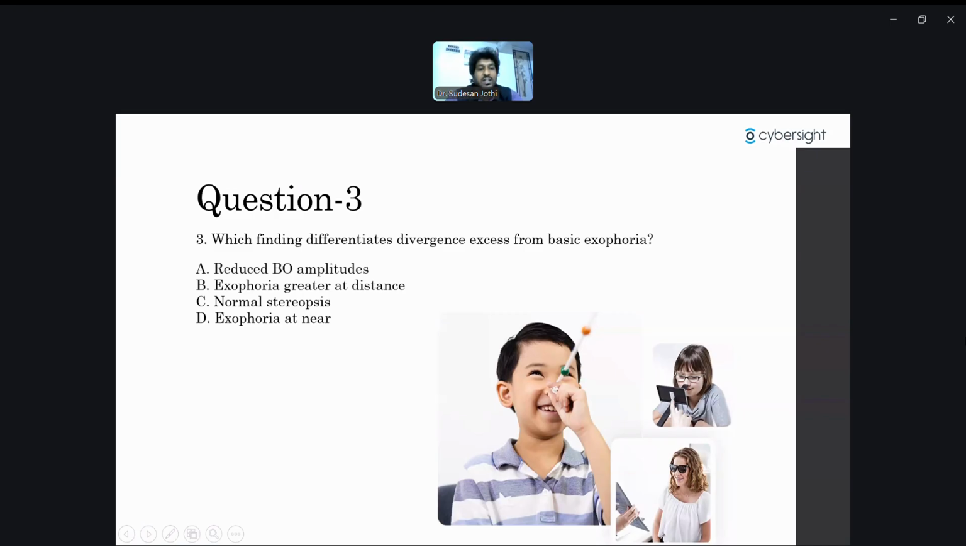The next question is, which finding differentiates divergence excess from basic exophoria? We have reduced fusional amplitudes, exophoria greater at distance, normal stereopsis, and exophoria at near.